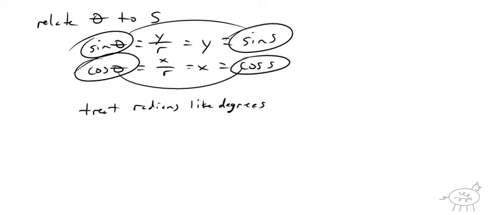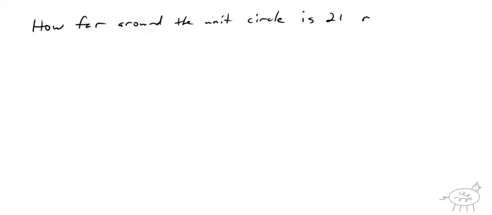So what I want to do is actually do some problems with our graphing calculator now to talk a little bit about what's going on here. Before I actually get started with a problem, I want to do one quick problem here. The question is, how far around the unit circle is 21 radians?